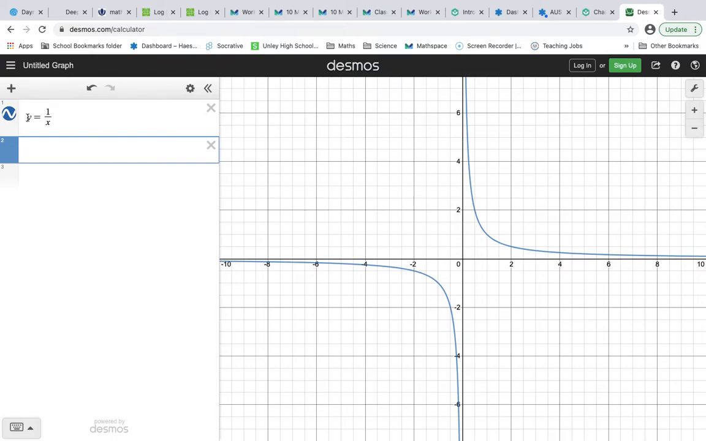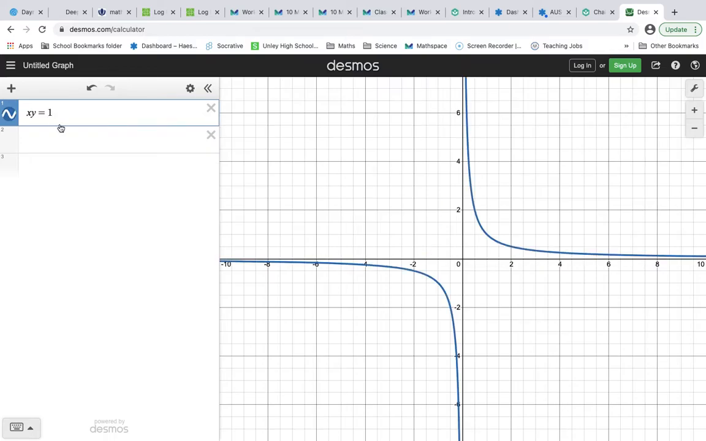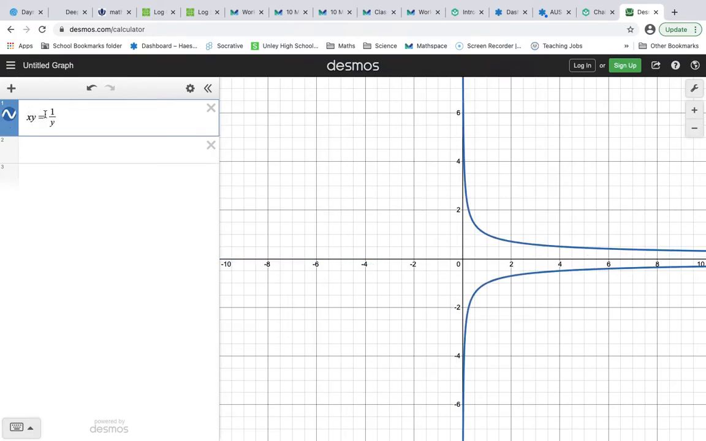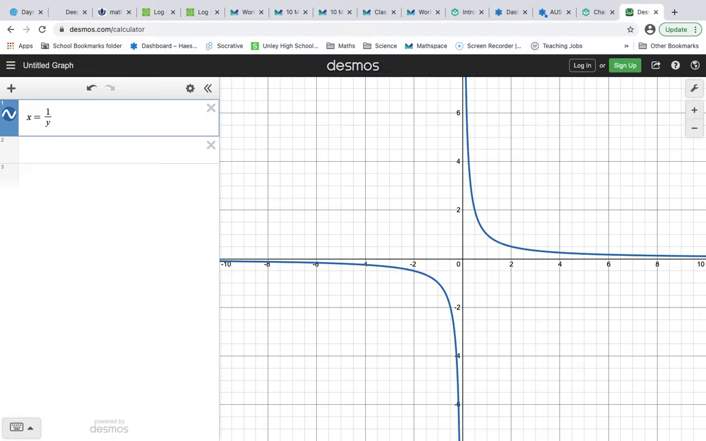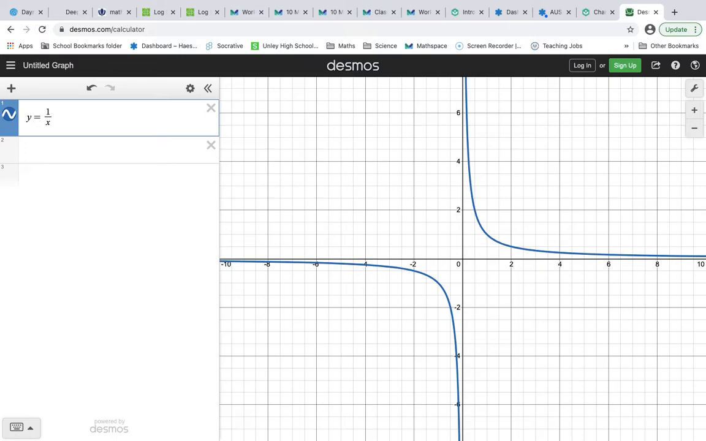Just before I show a table of values, we've got y equals 1 on x. We could multiply both sides by x. We could have xy equals 1, same thing. We could divide both sides by y. Just do that quickly. There we go. X equals 1 on y. Can you see it's all the same equation? I'm just rearranging it. But normally written y equals 1 on x.